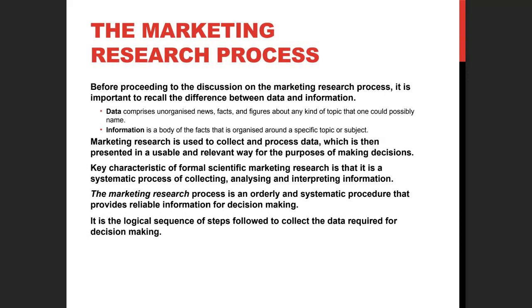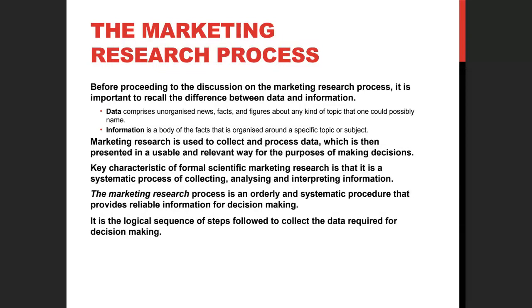And before we proceed to discuss the marketing research process, which is the basic purpose of this particular chapter, it is important to remember the differences between data and information, which we already discussed earlier. In simple terms, data is unprocessed information, which is raw, which cannot be used for decision making. But information is organized. This is data that has been processed, organized, that is now usable for decision making.